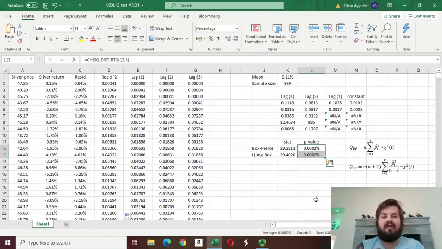And that's all there is for the Ljung-Box and Box-Pierce Q-tests for autoregressive conditional heteroskedasticity.